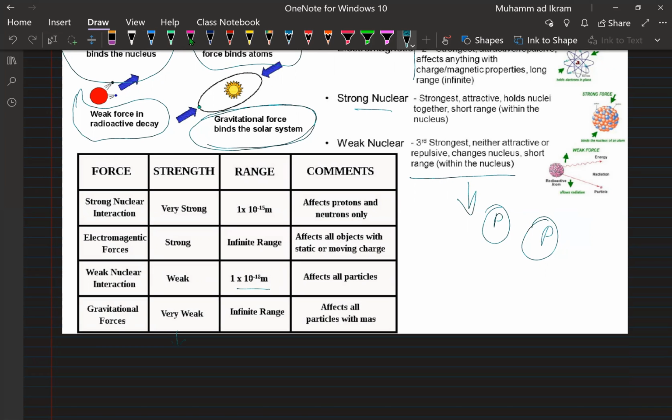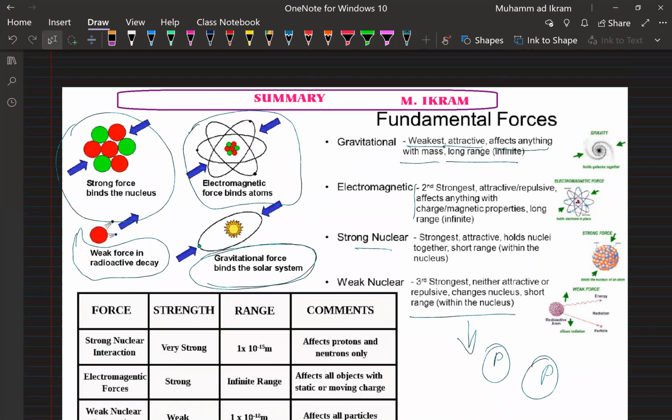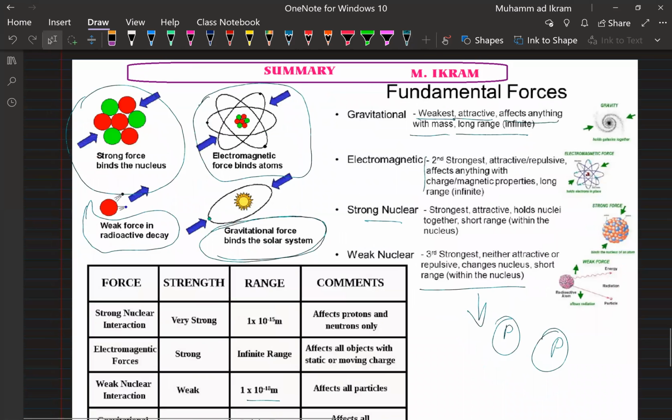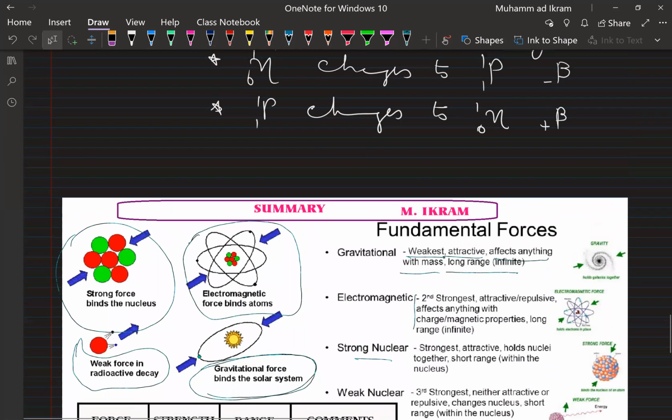So this is all about the basic forces of nature. I hope you have understood today's lecture. There is one last topic remaining in our scheme of studies, and that is the fundamental particles. Inshallah, I will discuss it in my next lecture.